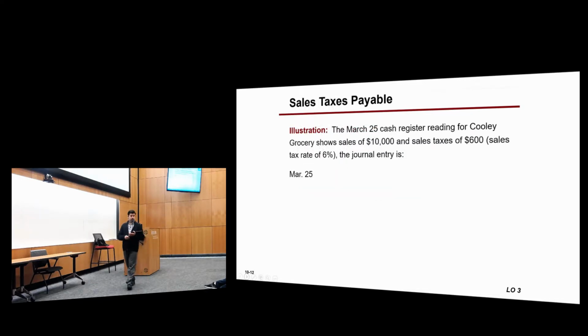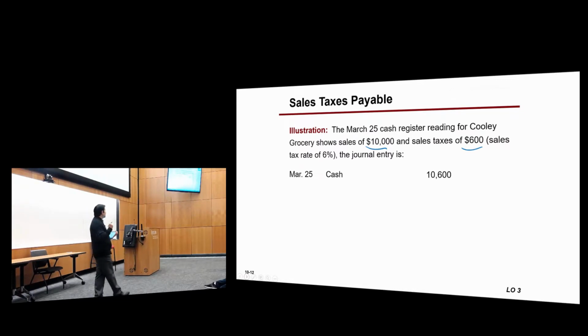Now, for example, the March 25 cash register reading for Cooley Groceries shows sales of 10,000 and sales taxes of 600. That's a 6% tax rate. The journal entry will be what? How much will the company actually receive? Yes? 10,600. So the company will debit cash 10,600. That's how much the customers will actually pay.